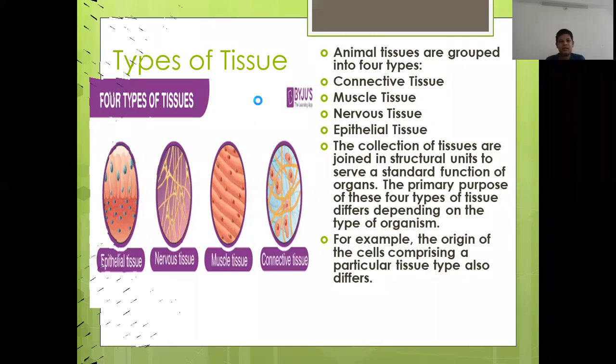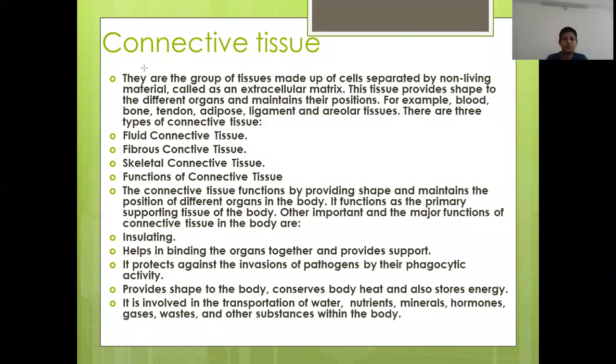Now let us talk about connective tissue. So what is connective tissue? They are a group of tissues made up of cells separated by non-living material, called an extracellular matrix. This tissue provides shape to the different organs and maintains their positions. For example, blood, bone, tendon, adipose, ligament, and alveolar tissues. These are some examples and types.